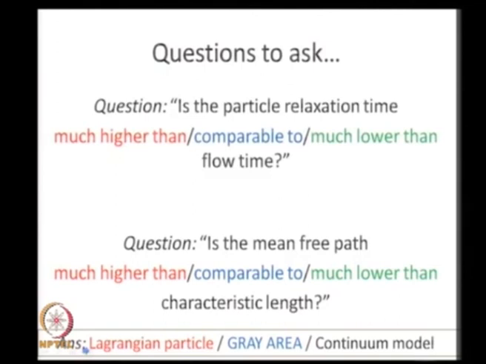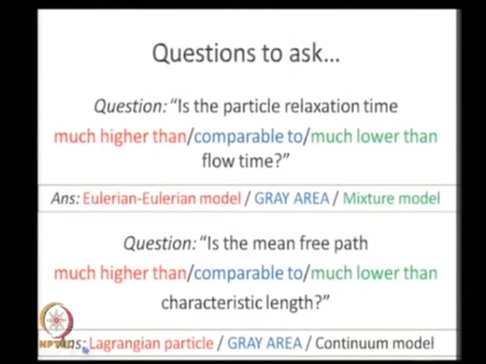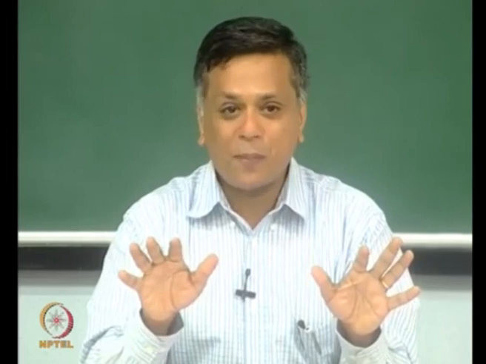If the particle relaxation time is much higher than, comparable to, or much lower than the flow time, then you can use either a mixture model or the Eulerian multiphase model. There is always a little gray area in the middle when the Knudsen number is order 1 or when the particle relaxation time to flow time ratio is order 1. Those are all gray areas where modeling choice is not obvious, and you have to have other justifications and reasons to choose one or the other. But like we have always said, the exact modeling approach is always valid, but it is very expensive computationally.